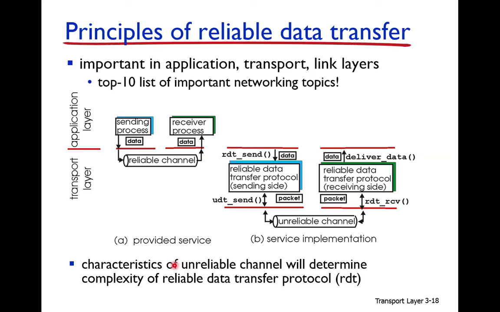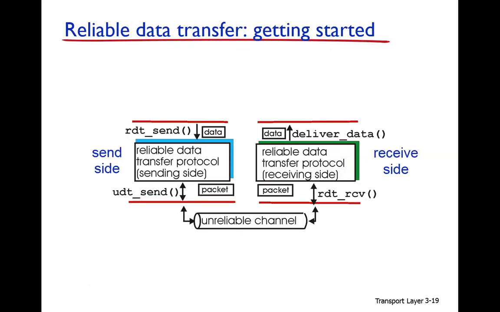The characteristic of the unreliable channel will determine the complexity of the reliable data transfer protocol. We will discuss it one by one: how the unreliable channel can be used to achieve reliable data transfer at the transport layer, and what functionalities are performed by the transport layer to achieve reliable data transfer using the underlying unreliable channel. So reliable data transfer, what does it mean?